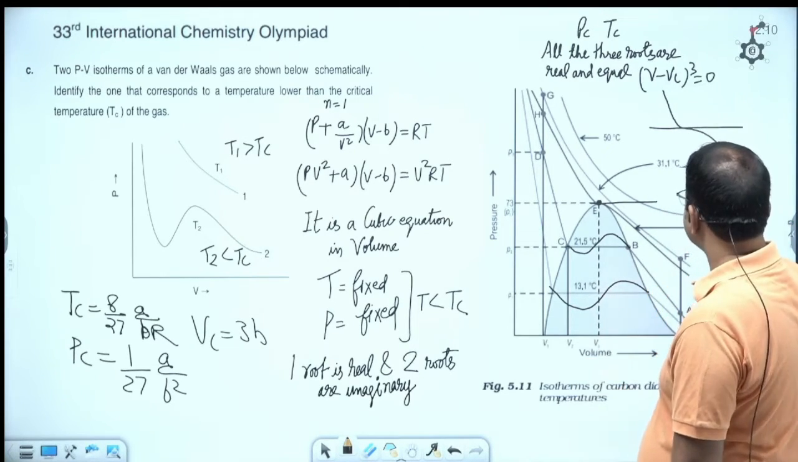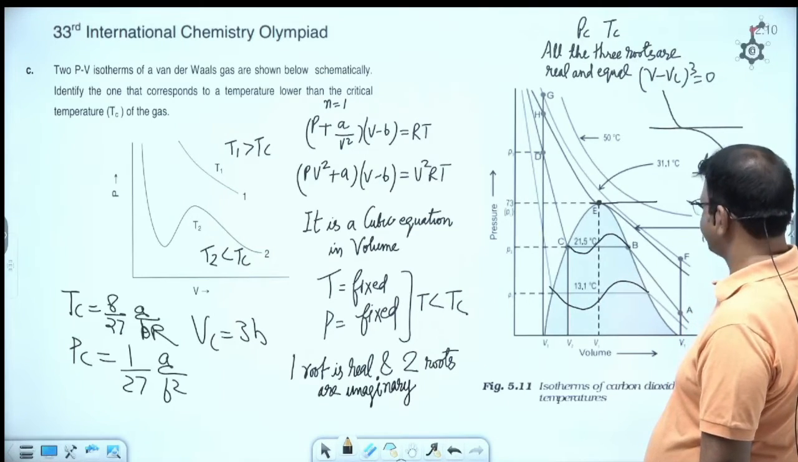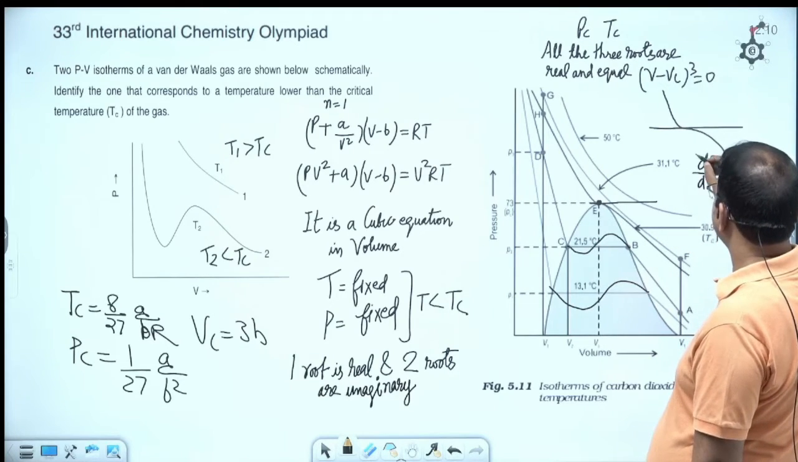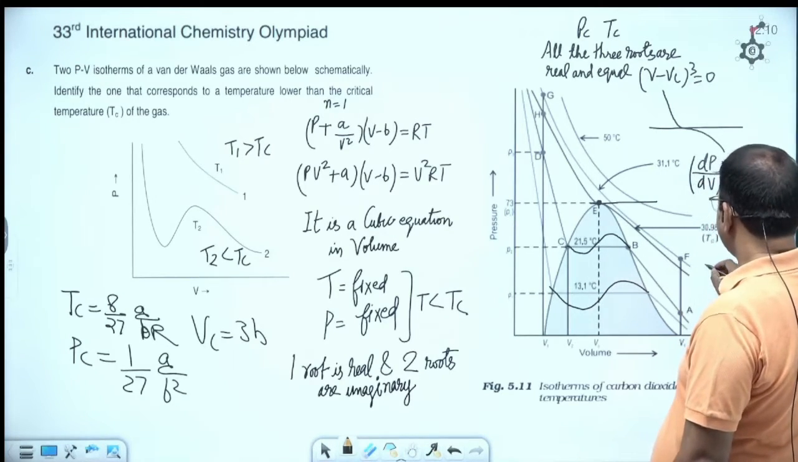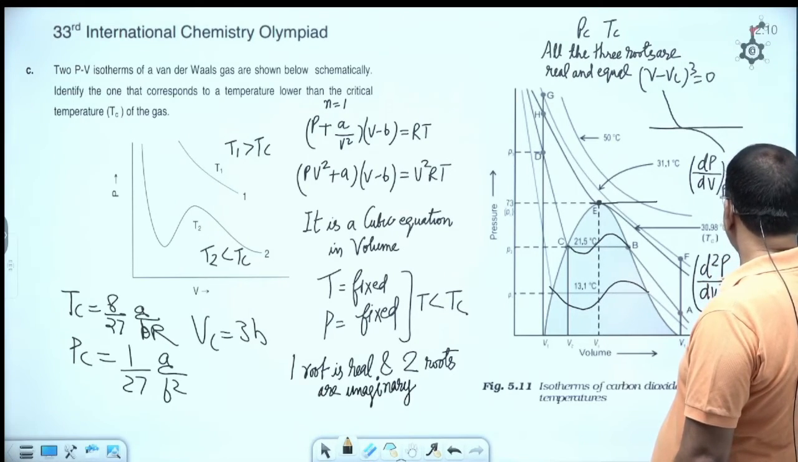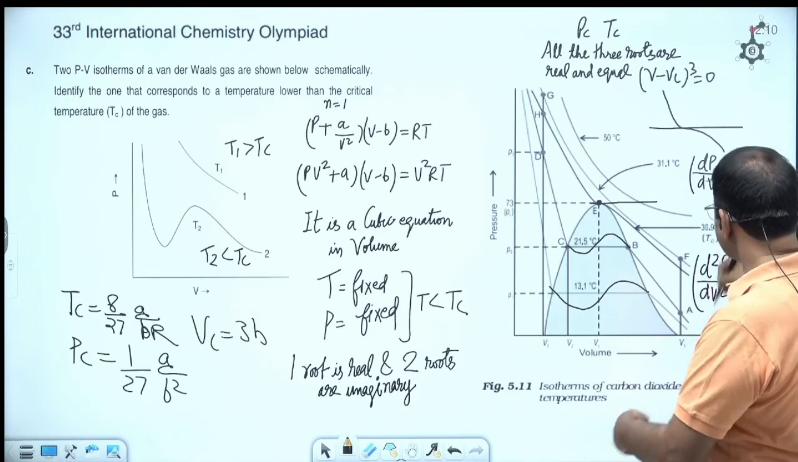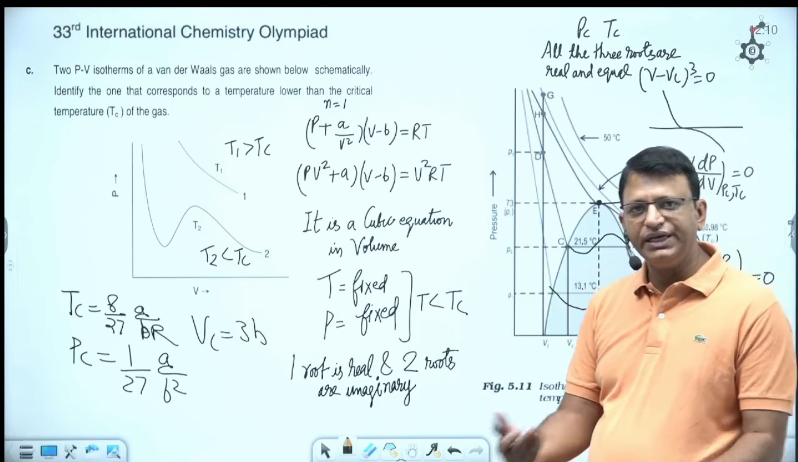मीन्स वी कैन से दैट द वेरिएशन ऑफ स्लोप dP upon dV, स्लोप की वैल्यू जो है एट अ क्रिटिकल प्रेशर एंड क्रिटिकल टेम्परेचर शुड बी इक्वल टू 0 एंड the rate of change of slope is also 0, d squared P upon dV squared at critical temperature and critical pressure should also be equal to 0. So this is also a way to calculate the value of critical constants for any real gas.